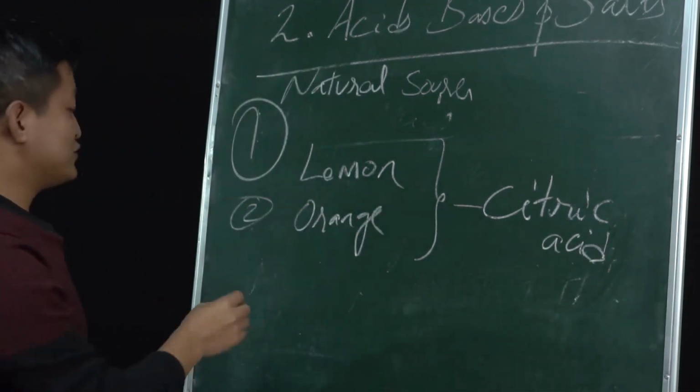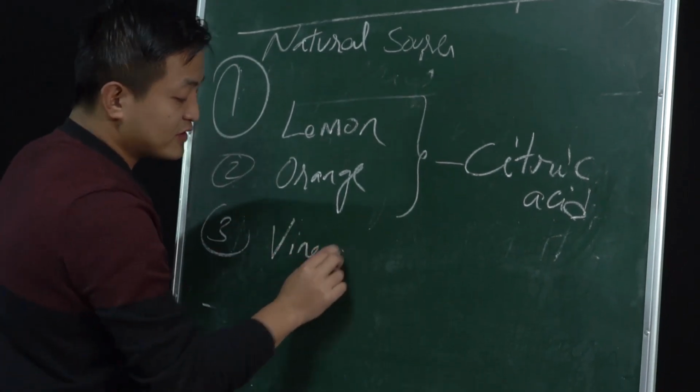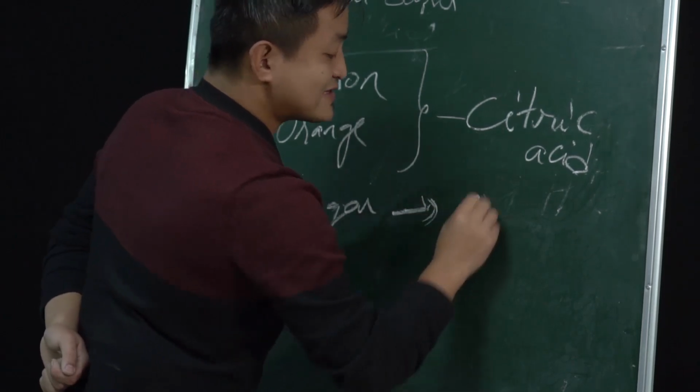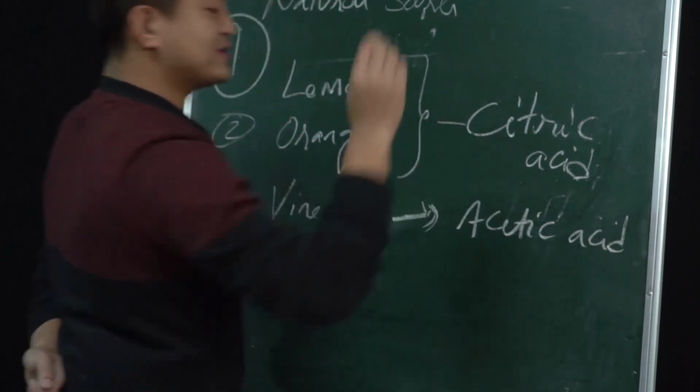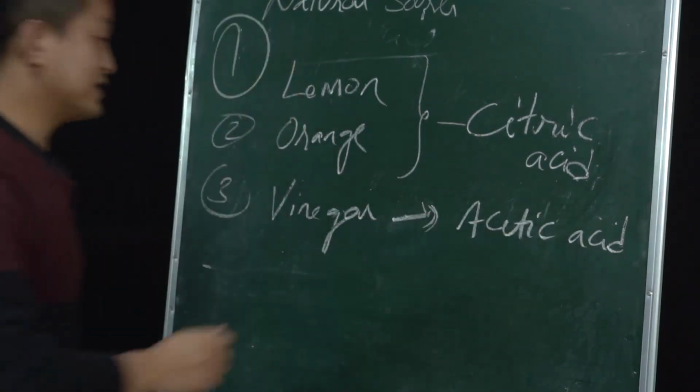Now the next thing we discussed just now, that is from vinegar. From vinegar, the acid which we get is acetic acid. Acetic, A-C-E-T-I-C, for our listeners. Acetic acid.